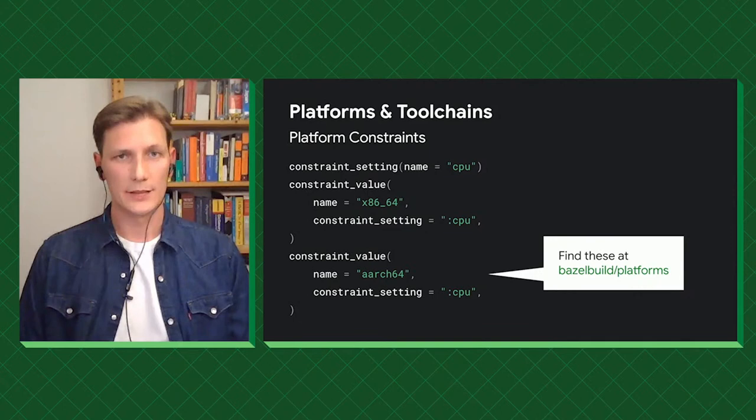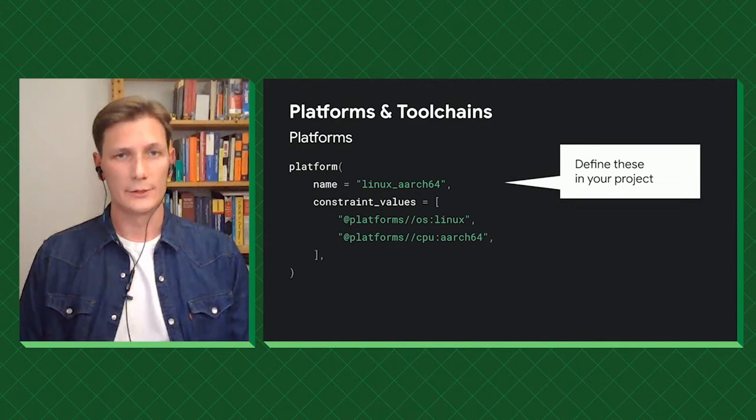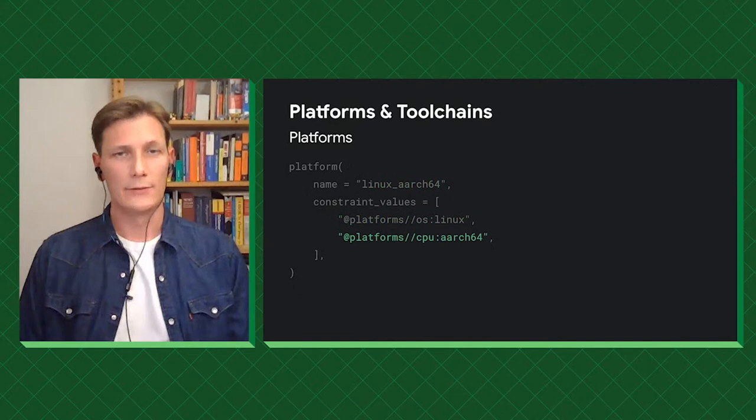Then you can define platforms that fulfill certain constraints. For example, here we define a platform that consists of a Linux OS and an ARM architecture. Platforms are typically specific to your infrastructure and often defined in your project. The constraint values attribute shown here refers to the constraint values defined earlier. For example, the ARM CPU architecture.